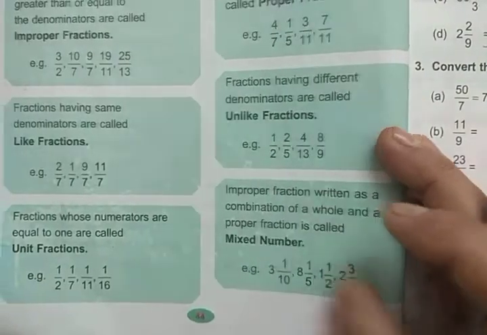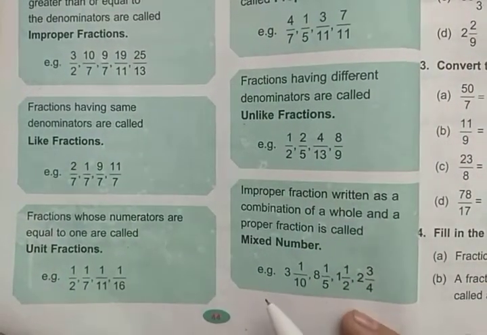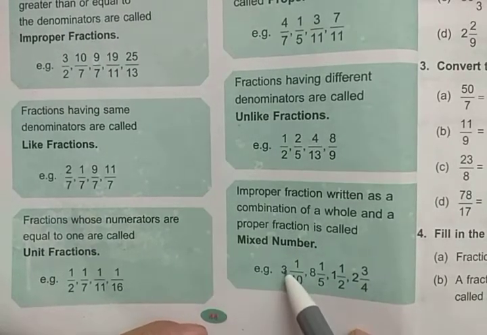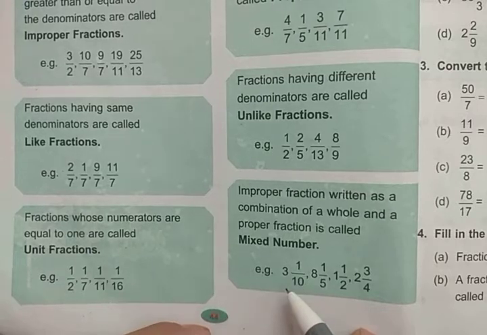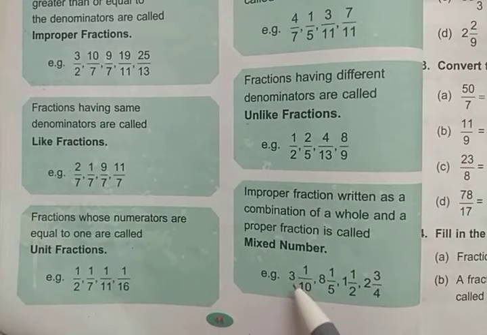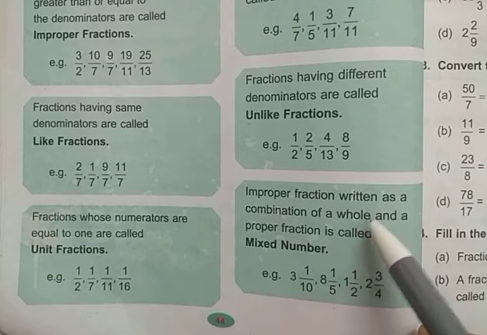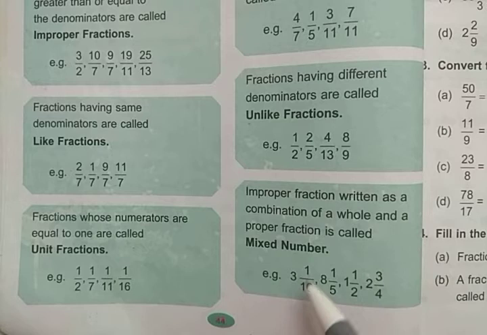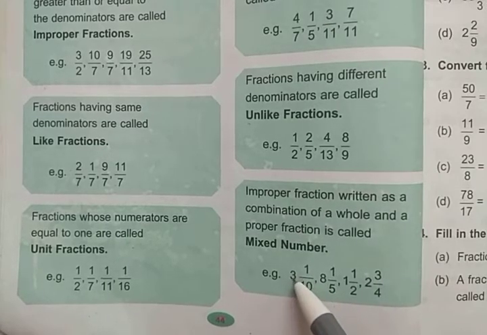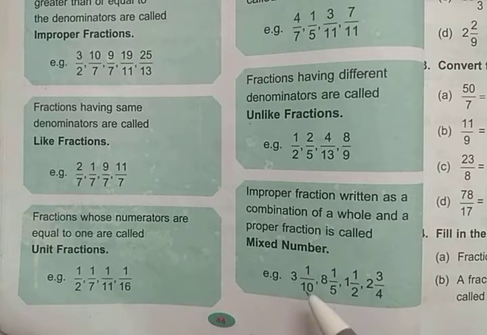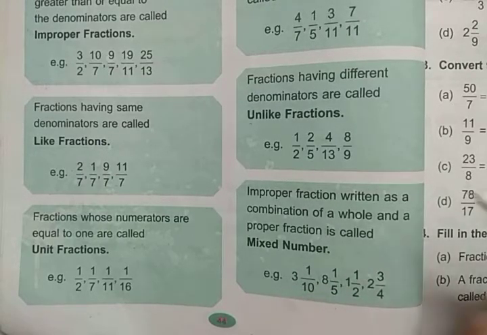And last is your improper mixed number. Mixed number is a combination of the whole number and a fraction. So such type of fractions are called mixed numbers. Improper fractions can be written as a combination of a whole and a proper fraction. You can see here 3 is a whole number part and 1/10 is a proper fraction. So combination of these two is called a mixed number. So these all types of fractions we have studied in class 4th or 3rd.